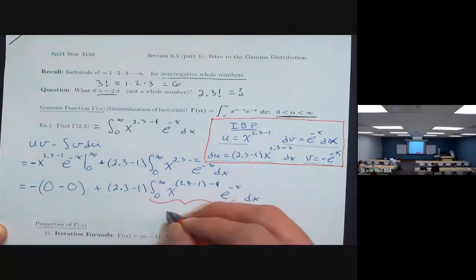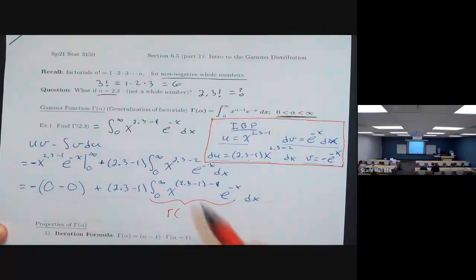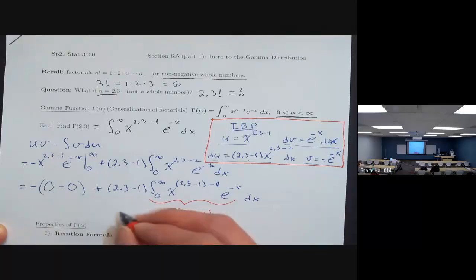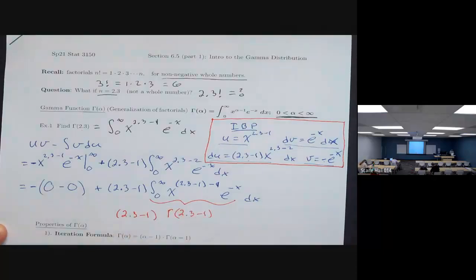This is now equal, by definition, to gamma of what? This is now my new alpha, right, the number minus 1. So this entire thing is equal to gamma of 2.3 minus 1. But we have this number out in front too, 2.3 minus 1.